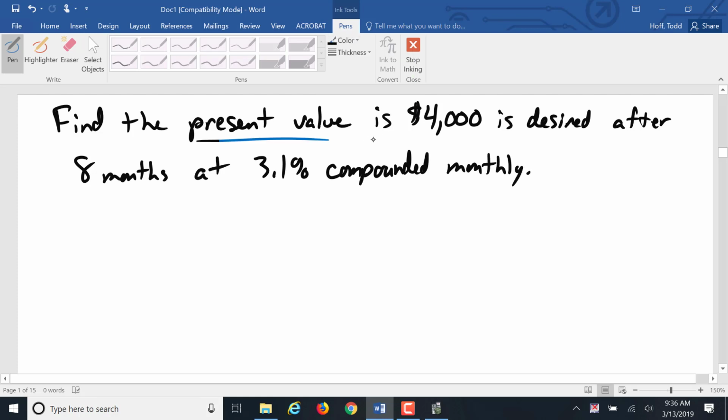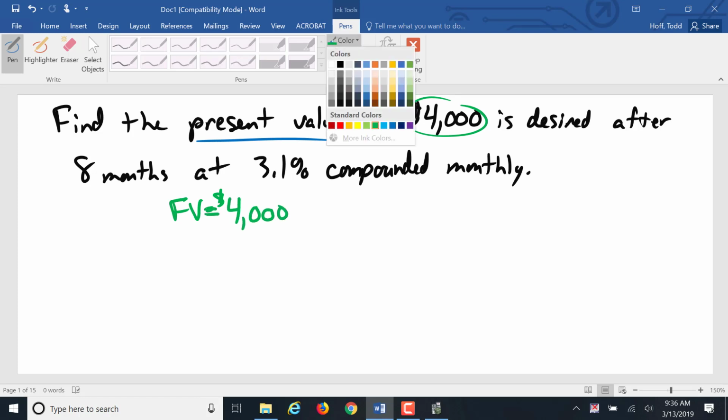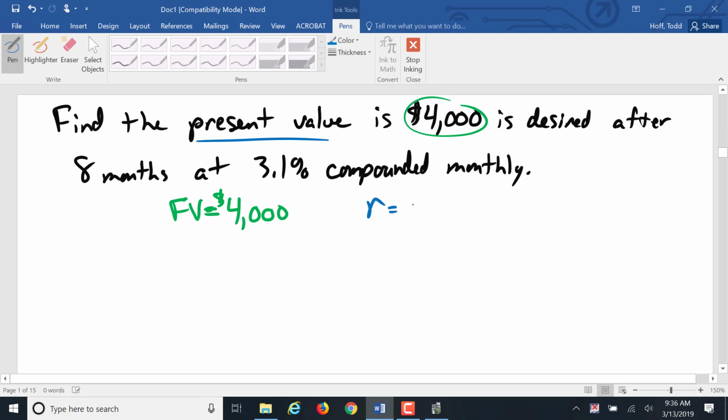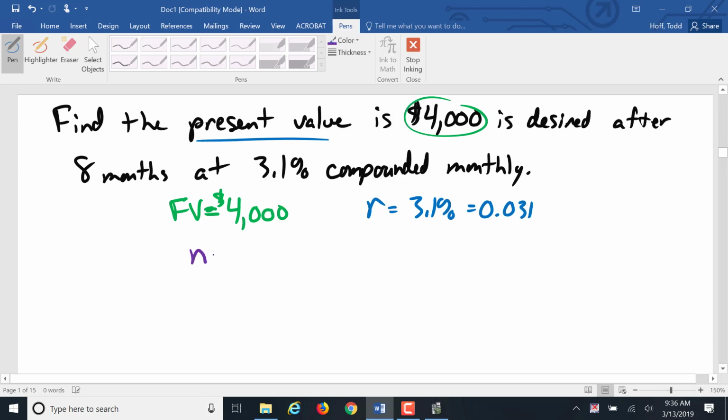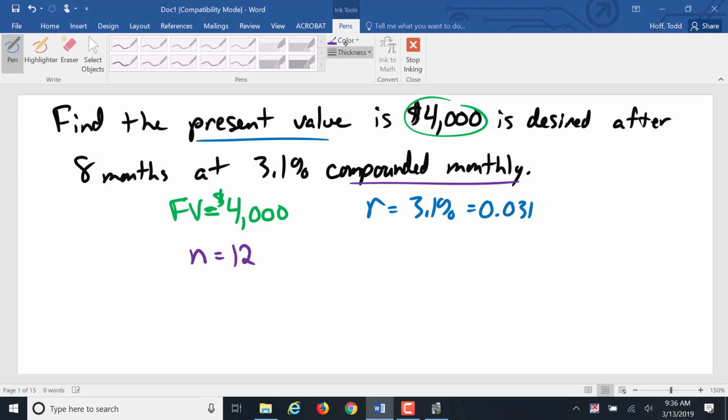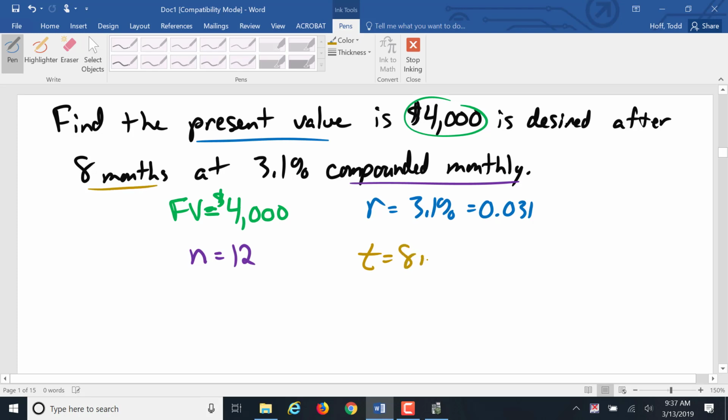So once again, we're looking for present value. We have future value of $4,000. We have our rate, 3.1%, which of course as a decimal is 0.031. N, compounded monthly, so N is 12. And our time, T, is 8 months. But remember, as before, our time always has to be in years, so that's 8/12 of a year.